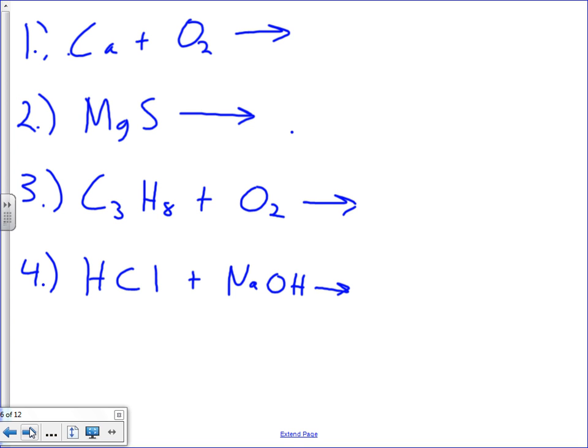Okay, predicting. First step to predicting the products of a reaction is to identify what kind of reaction is going on. Once we know what kind of reaction is going on, we have a pretty good idea of what's going to happen. So I want you to write down these 4 examples here, and we're going to go through the prediction process with these.